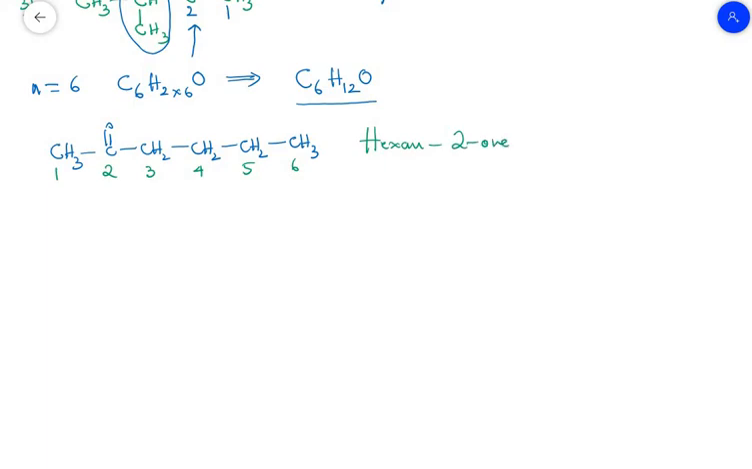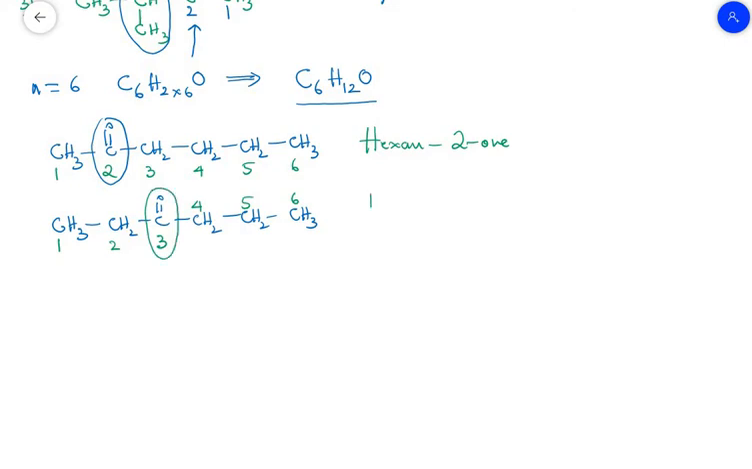In the second example, I can shift the position of this C double bond O to the next carbon atom. Under such condition the structure becomes CH3, CH2, then C double bond O, then CH2 and one more CH2 and CH3. If I start writing the numbers from the left hand side it will have number 3, but if I start from the right hand side the number becomes 4. So we should get the lowest possible number for our ketone. The name of this compound is now hexan-3-one.